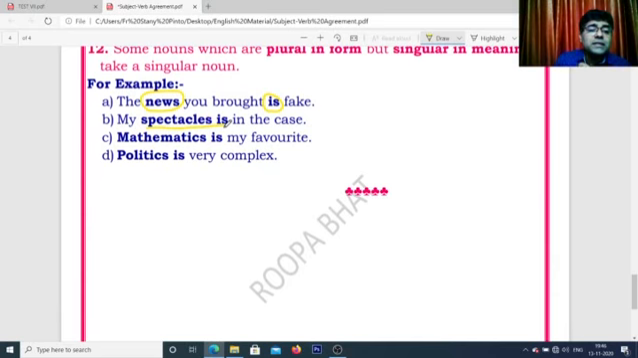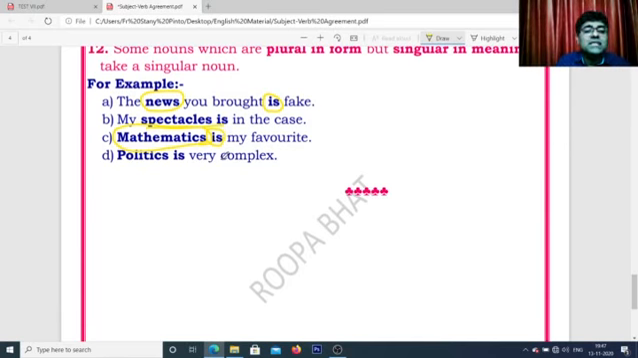So my spectacles is in the case, because though there are two eyes, we call it as one. Okay. Mathematics is my favorite. Don't say mathematic. Now mathematics means everything. Okay, it can be algebra, it can be arithmetic, it can be anything. All together we call it as mathematics. Though plural, but it is always singular. It takes a singular verb.